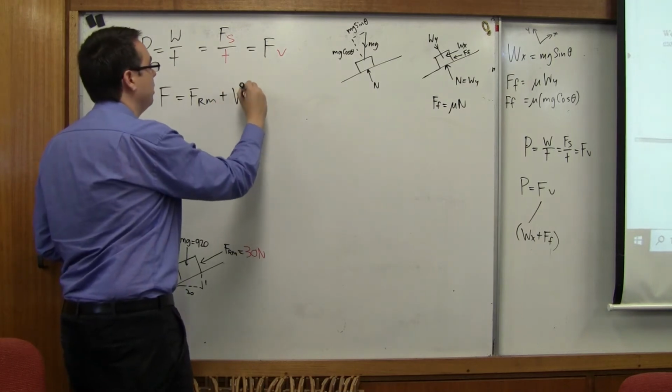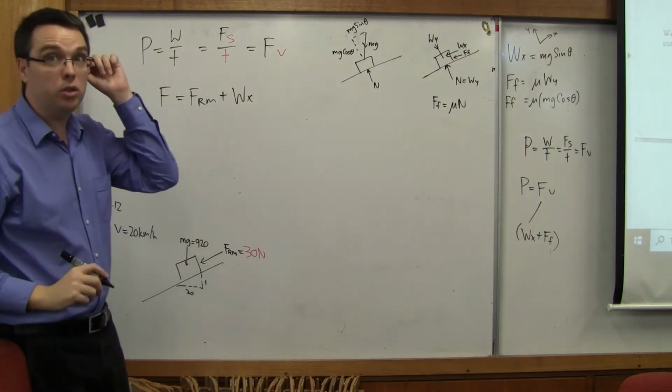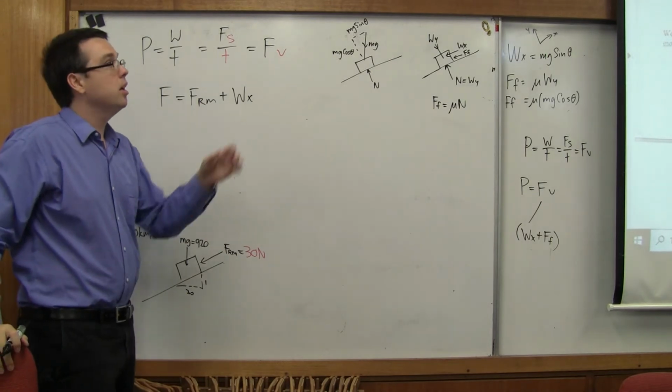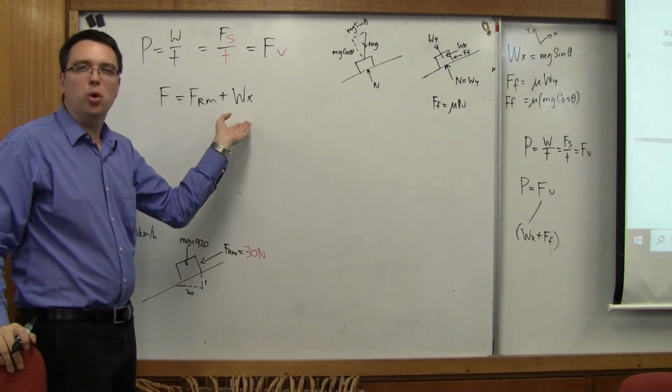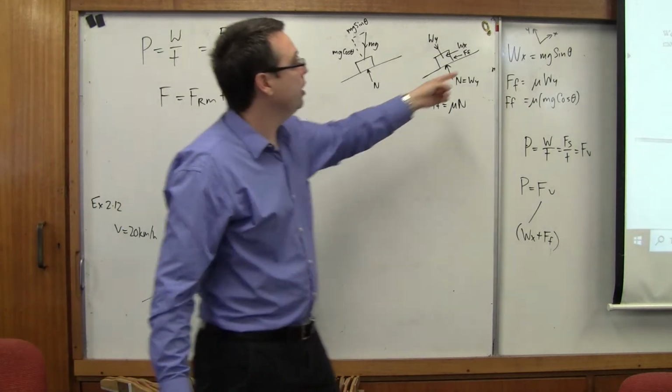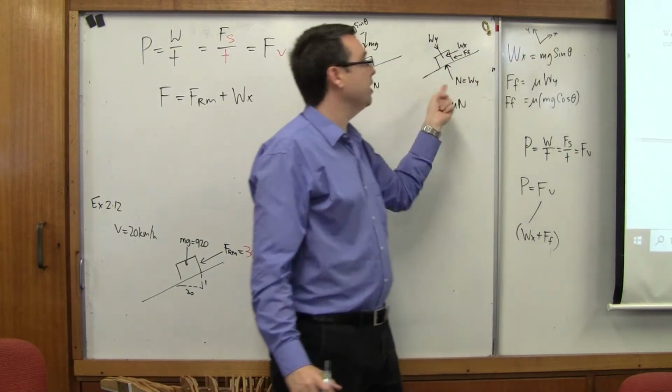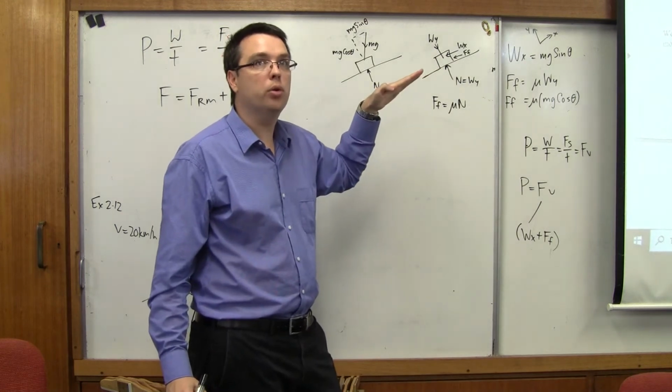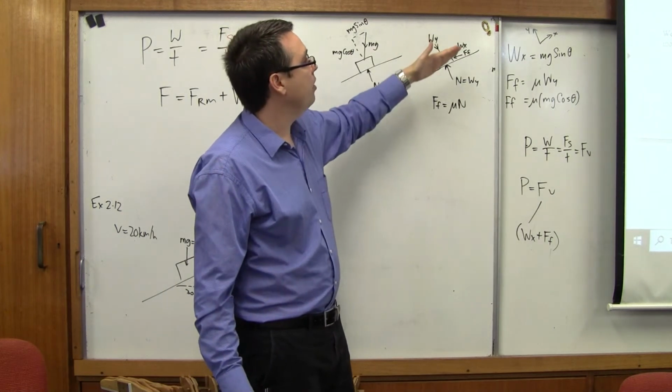Now, the problem is, you heard me say earlier that I don't really like to use Wx because W is already used for work, and that can be confusing. So the reason we call it Wx is we imagine that we create our own set of coordinates where x is parallel to the surface of the road, right? And so we then have the weight.